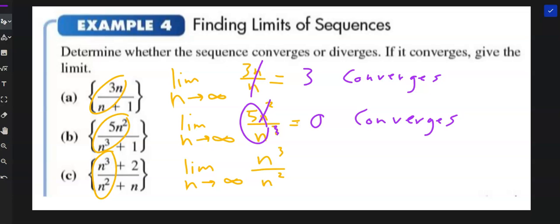What about the last one? What can you get rid of? N squared. So what happens as n gets bigger and bigger and bigger? It diverges. Hopefully that makes sense, because we've done enough with rational functions that it should not surprise you.